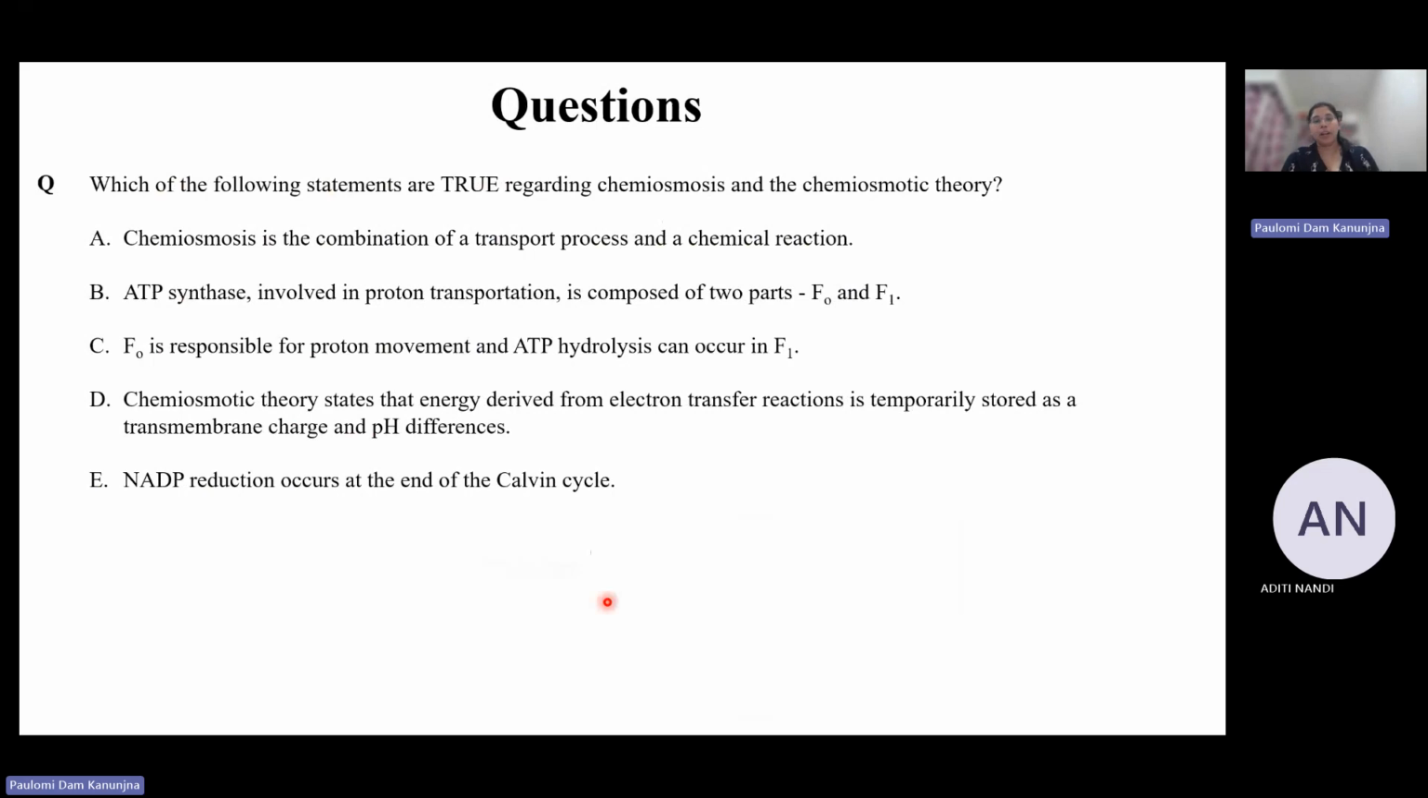Right. Okay. Now, this question is from both the parts that we have studied. So, which statement regarding chemiosmosis and chemiosmotic theory is correct?